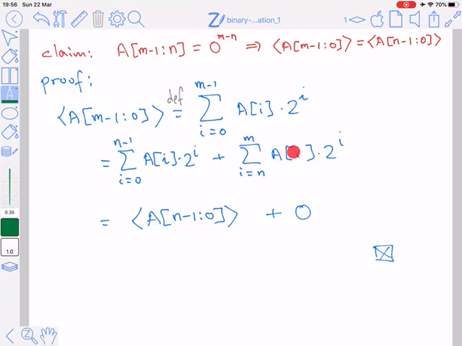Now we take this power series and we partition the range to 0 to n minus 1 and n to m minus 1. What do we know about the bits in position n to m minus 1? We know that they're all zeros. So this whole power series becomes 0. What do we know about this sum? Well, this sum is exactly the number that is represented by A from position n minus 1 to 0, by definition. And that concludes the proof.